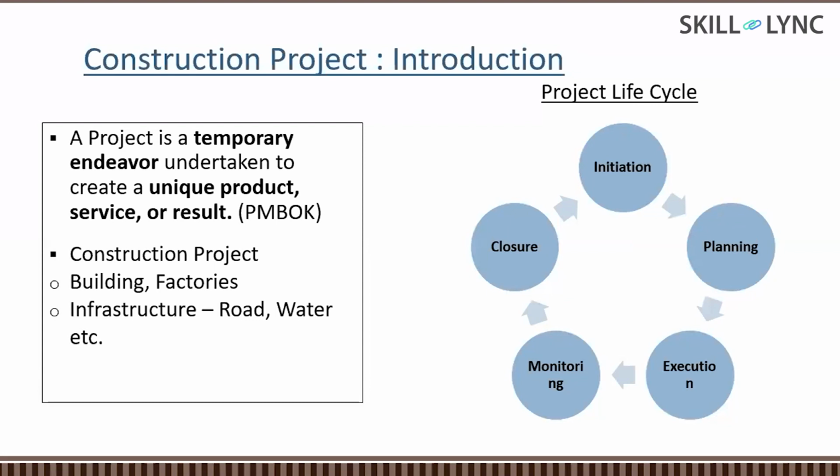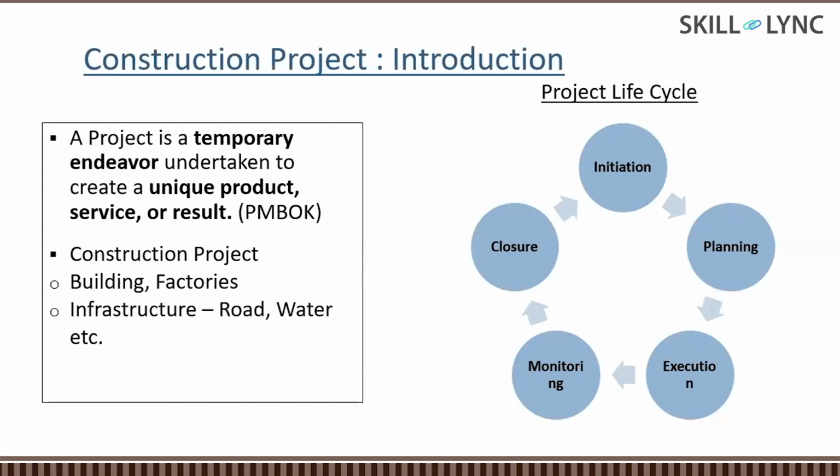In construction projects, a lot of domains are available. You will see nuclear plants and renewable energy projects. But basically, we can bifurcate construction projects into two domains: the building domain and the infrastructure domain. Under the building domain, buildings and factories come. If the Statue of Unity has to be prepared, that's a building project. If a high-rise building has to be constructed, that's a building project. If Amazon wants to construct a new factory in India, that's a factory project.